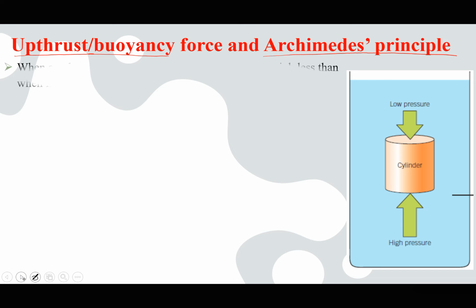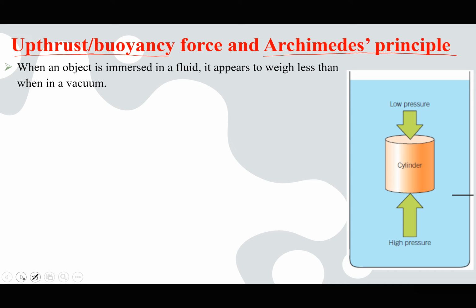So what happens when a body is submerged in a liquid? When an object is immersed in a fluid, it appears to weigh less than when in a vacuum. That's why timber, for example, can be carried more easily in water than in air. You can try this in a swimming pool. Try to lift an object when you are in a swimming pool and try to lift it when you are in air. An object weighs less in water or in a liquid than it would weigh in air.